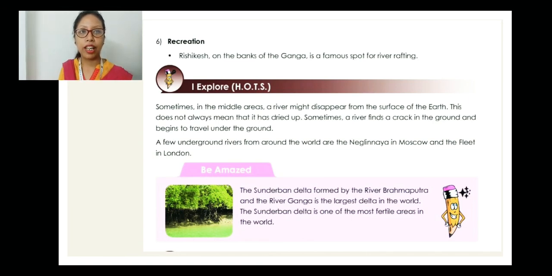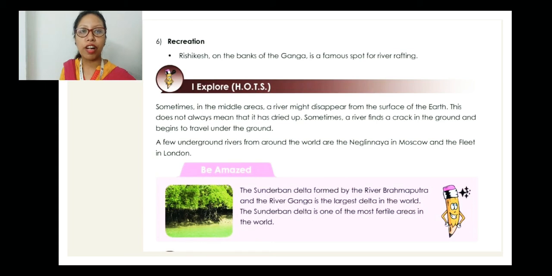Sometimes in the middle areas, a river might disappear from the surface of the earth. This does not always mean that it has dried up. Sometimes when the river is flowing, in the middle portion it seems that the river has dried up. There is no water, but actually it doesn't dry up. What happens then? Sometimes a river finds a crack in the ground and begins to travel under the ground.